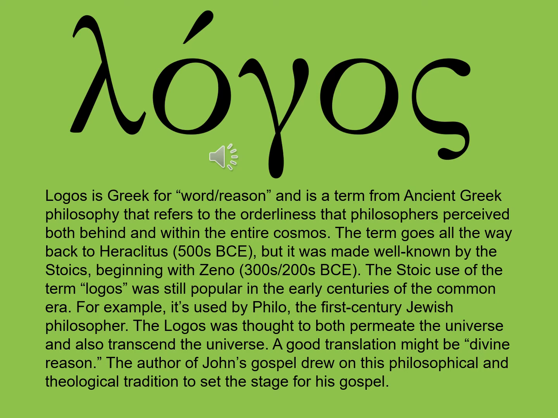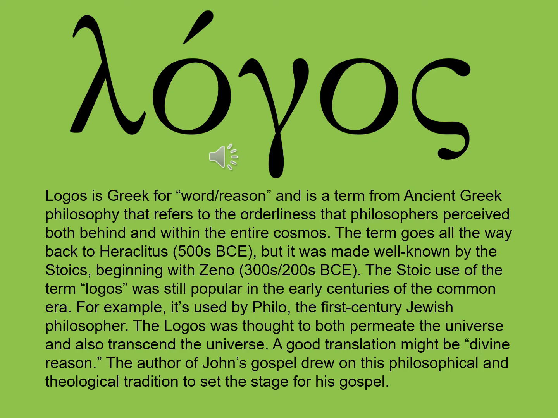The general meaning of the word logos in Greek is sort of reason or word, but it's also a term from ancient Greek philosophy. And what it means in a technical sense is the orderliness that philosophers perceived both behind and within the entire cosmos. And this term goes all the way back to Heraclitus in the 500s BCE. And then it was really made more well known in antiquity by the Stoics, starting with Zeno, who lived at the turn of the century, the 300s to the 200s BCE.